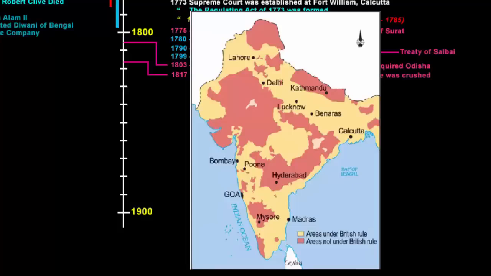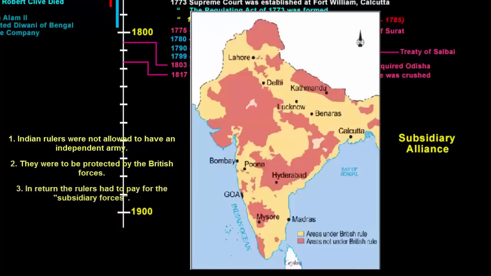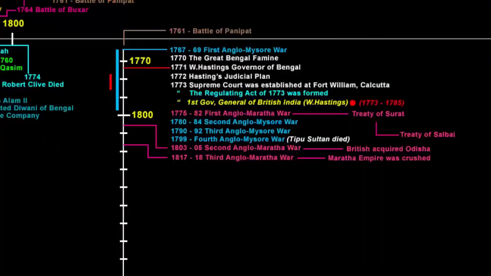So to add the Indian states, the company came up with a policy called subsidiary alliance. According to the terms of this alliance, Indian rulers were not allowed to have their own independent armed forces. They were to be protected by the company, and in return the rulers had to pay for the subsidiary forces. If the Indian rulers failed to make the payment, then part of the territory was taken away as penalty. Now let's get to know a little more about subsidiary alliance.